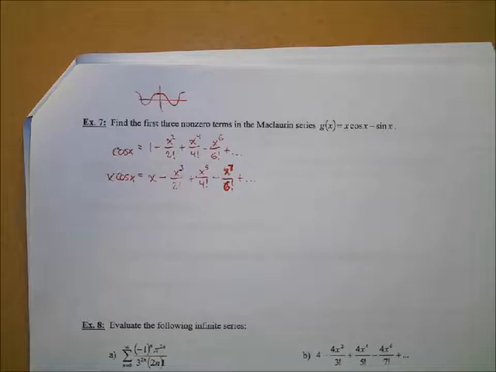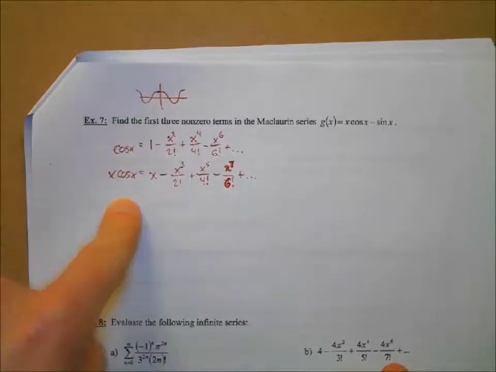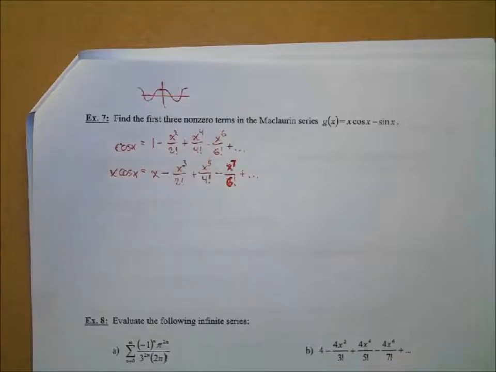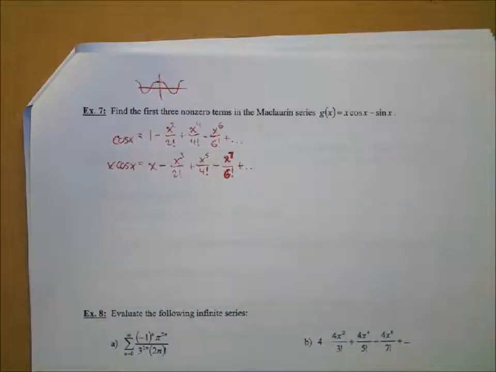Anyway, once we have cosine written out, x cosine x is literally just multiplying both sides by x, so you end up with x minus x cubed over 2 factorial plus x to the 5th over 4 factorial minus x to the 7th over 6 factorial. Now, the next piece we need to do is subtract sine of x.